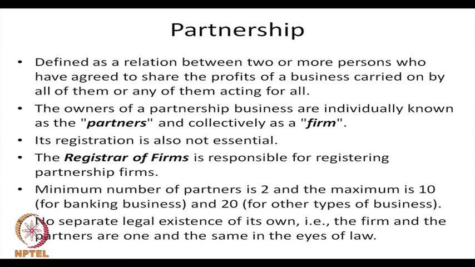The minimum number of partners is 2 and the maximum can be either 10 or 20. 10 if it is a banking business, and 20 for any other type of business. But the minimum can be 2. Maximum, as I said, can be 10 or 20.